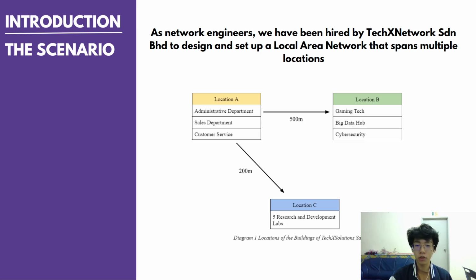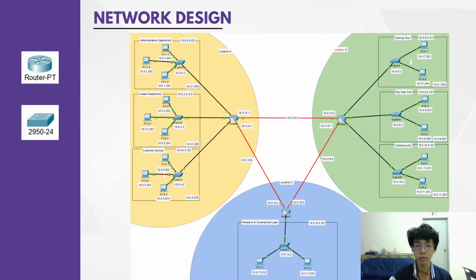First off, the scenario provided to us. As network engineers, we have been hired by TechX Network to design and set up a local area network that spans multiple locations. Those locations are location A, B, and C. In location A, there will be our admin department, sales department, and customer service. 500 meters away from location A is location B, which has the gaming tech, big data hub, and cyber security facilities. And then 200 meters away from location A is location C, which is our research and development labs.